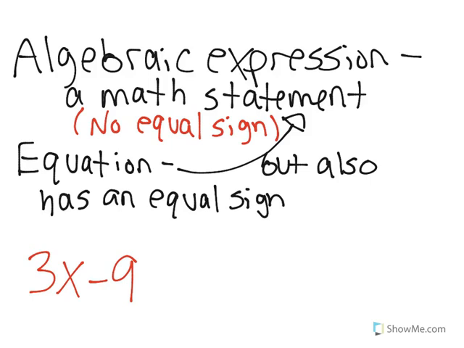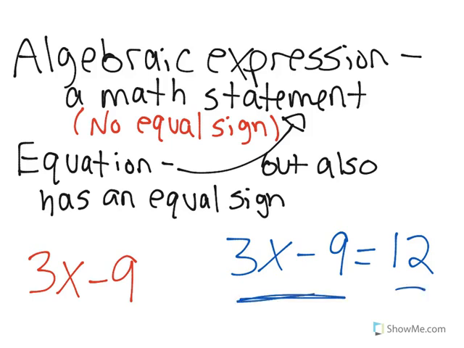Now, an equation, on the other hand, is the same thing as above, but it's going to have an equal sign. So an example of that would be 3x minus 9 equals, let's see, 12. So now we would have an equation to where the left side is equal to the right side. So it's an equation. The word equation, equal sign, that's where it gets its name from. The left side is equal to the right side. So just want to make sure we understand the difference.